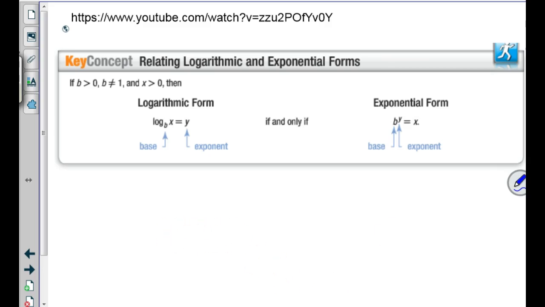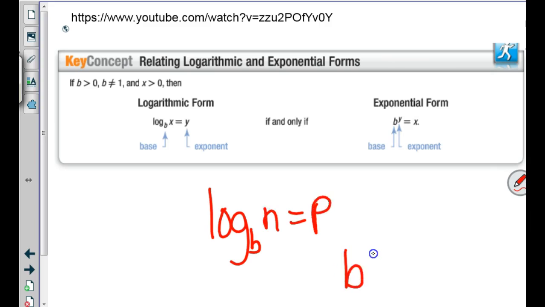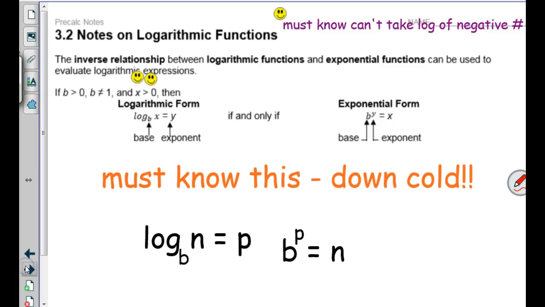All right, so this is how it's written in your book, but the way they said it makes a lot of sense. The log base b of a number equals the power, okay? Means the base to some power is the number. You have to be able to rewrite these. This is review, okay? It's at the top of your notes. You have to know this down cold.